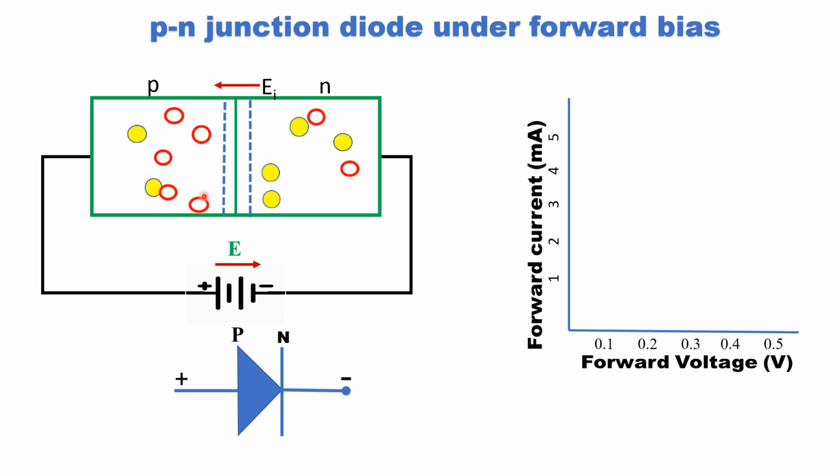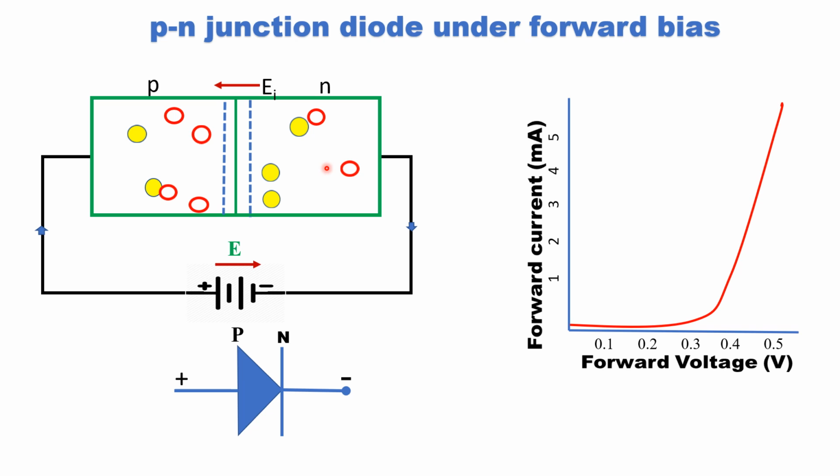Now, when an electron reaches the end of the P side, it is attracted by the positive terminal of the battery. And when a hole reaches the end of the N side, an electron moves from the negative terminal of the battery and enters the N region, due to which forward current flows through the PN junction.